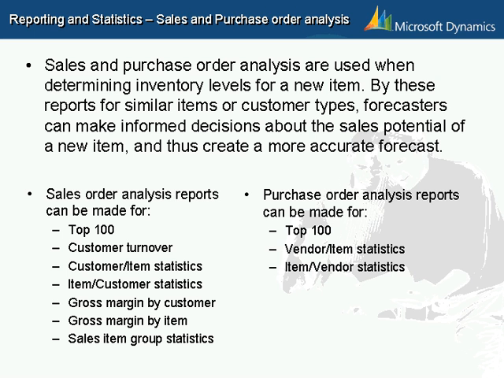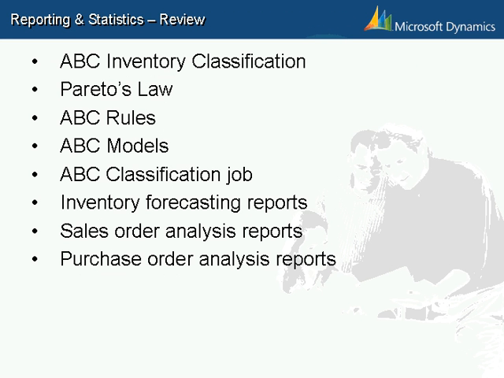So we review the top 100 customer turnover, ISO customer statistics, and we can review the rest of the reports and compare data between them, and after that you can make decisions in your company management. Reported as statistical review, we covered ABC inventory classification, we covered Pareto law, ABC rules, ABC models, ABC classification jobs, inventory forecasting reports, sales order analysis reports, purchase order analysis reports.